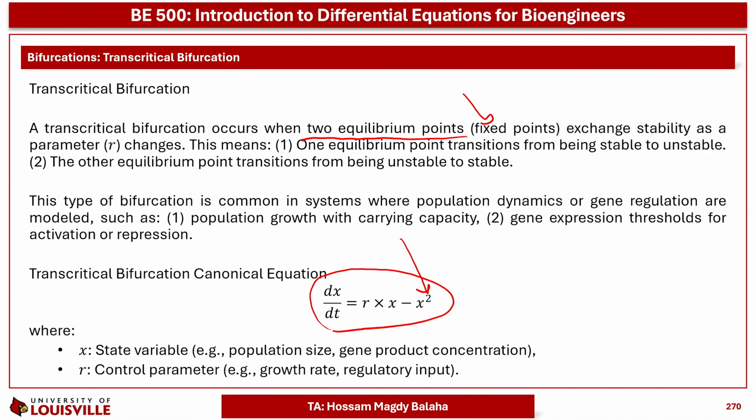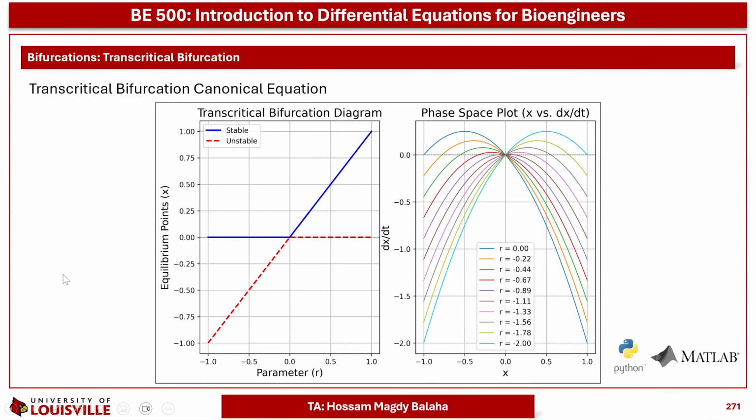Again, x is our state variable that we need to monitor, and r is the control parameter that we need to vary. This is a presentation of the transcritical bifurcation diagram. So when you plot r versus x, changing both of them together, you will find here two curves or two points.